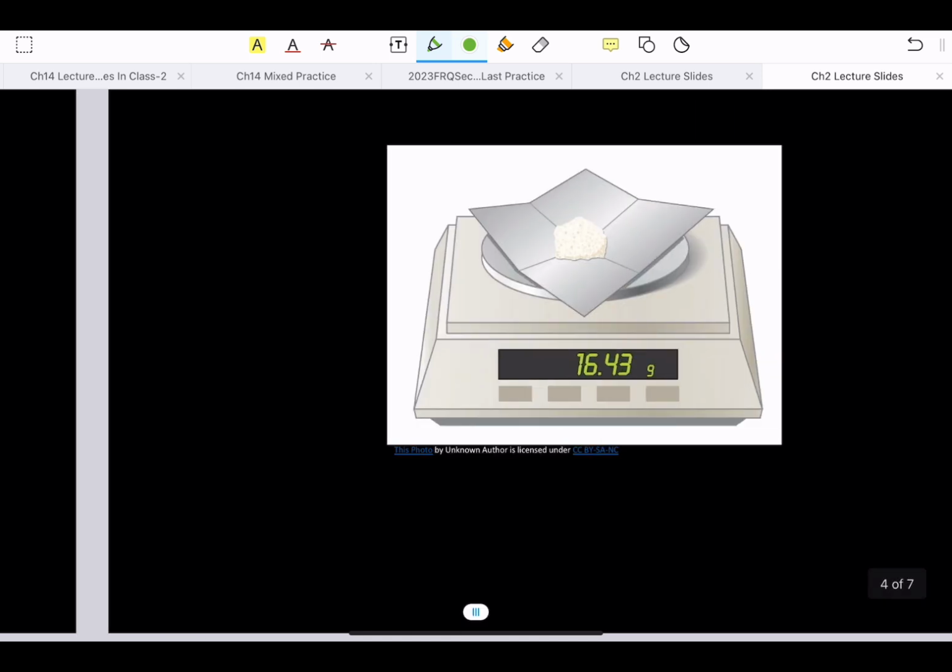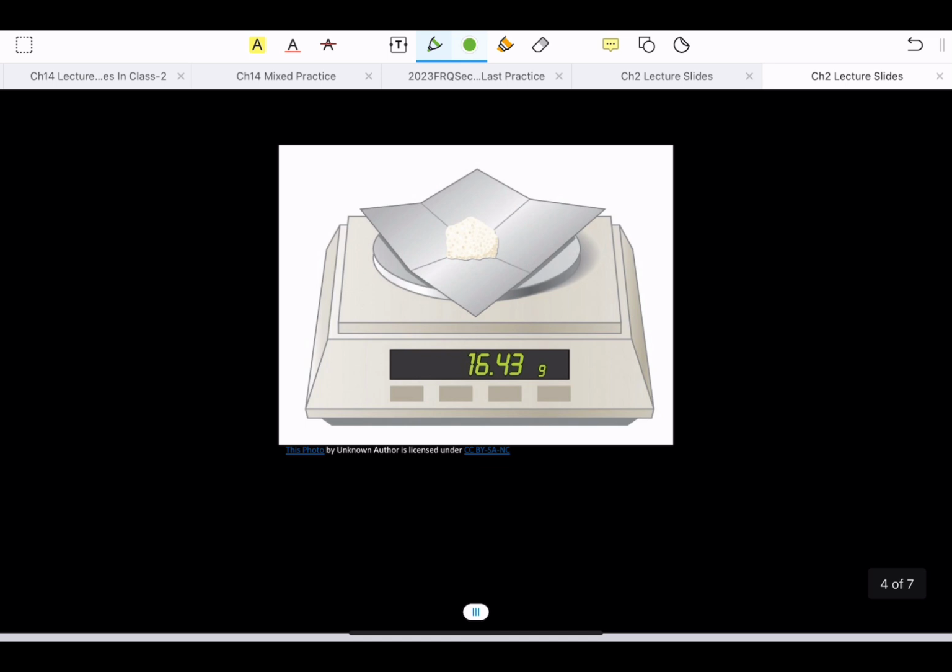All right, now here we have a digital instrument. When we have a digital instrument, it is already estimating that last place for you. So if I was measuring this, I would simply say 16.43 grams. I'm not going to make up something else for the last place because there's no way for me to assess that. All of that's happening inside the balance. Digital, write down what it says.